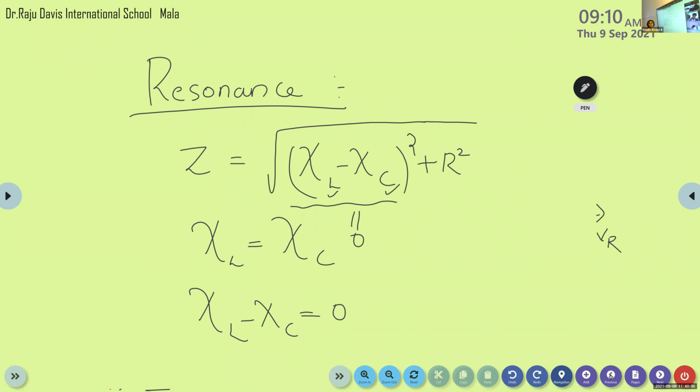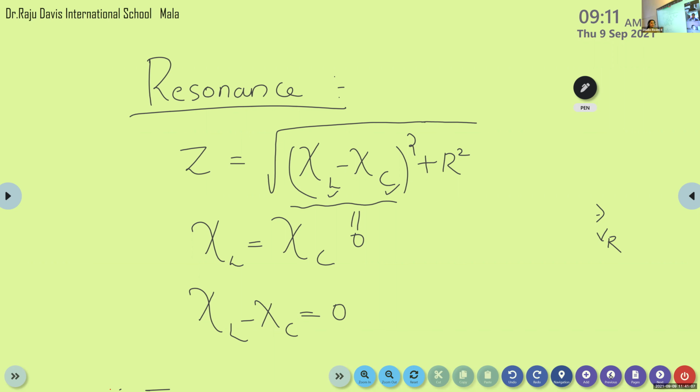We are starting with the impedance, the total resistance offered by the LCR circuit. The total resistance offered by the LCR circuit is given by Z is equal to root of chi L minus chi C the whole square plus R square. But whenever the resistance offered by the inductor and the capacitor becomes equal, by adjusting the frequency between the inductor and capacitor, we can make chi L equal to chi C.